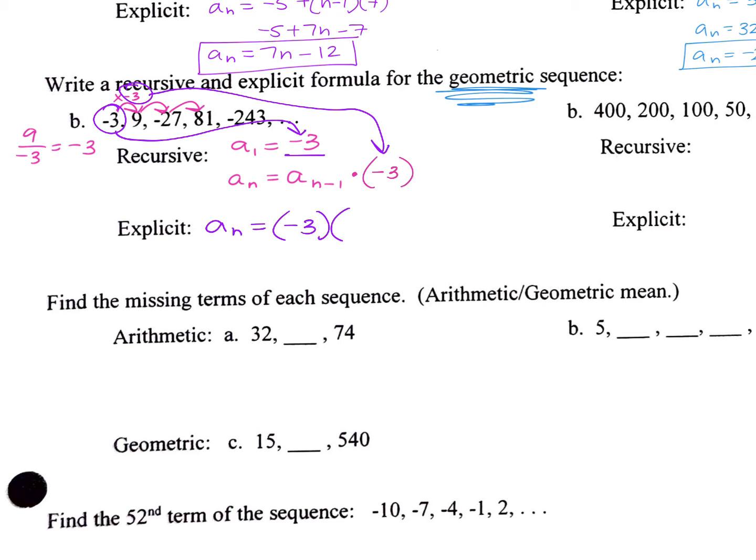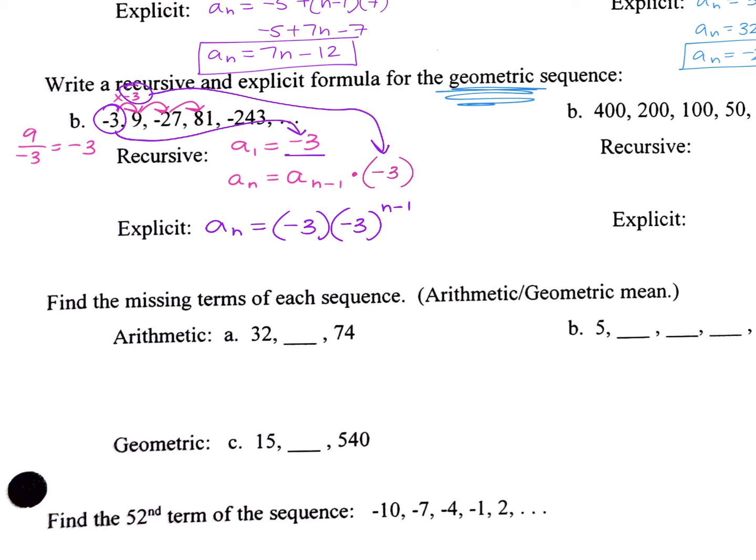Not n minus 1, something to the n minus 1. What number? R. Your r, negative 3 to the n minus 1 power. That one looks a little funky. Here's a question for you. Can I multiply those negative 3s right now?